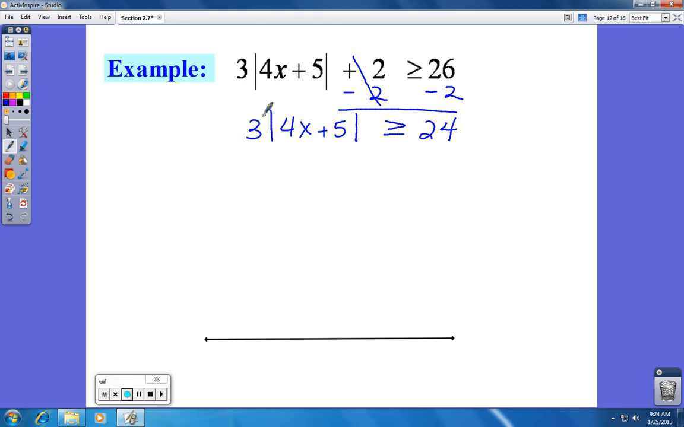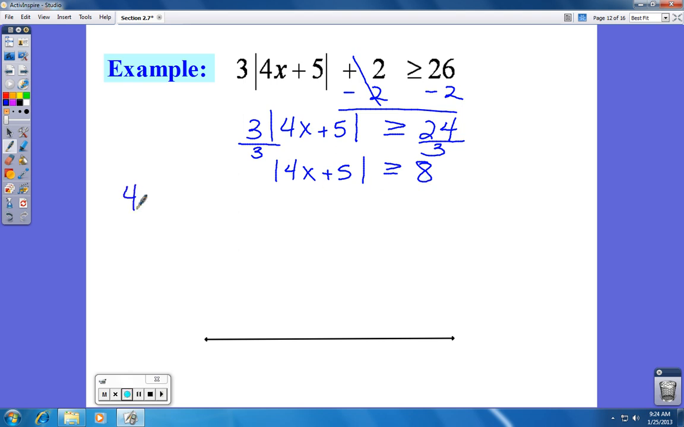So in order for us to remove the number in front, this is 3 times the absolute value, so we will divide by 3. And that's going to give us an absolute value of 4x plus 5 greater than or equal to 8. Now you have your absolute value. Our distance here is positive, so we're going to set up two inequalities.